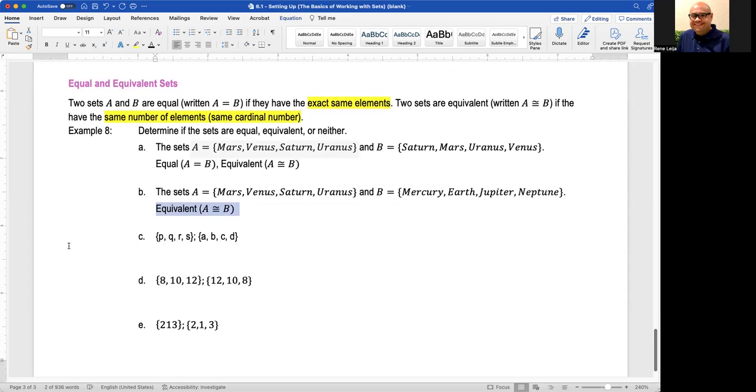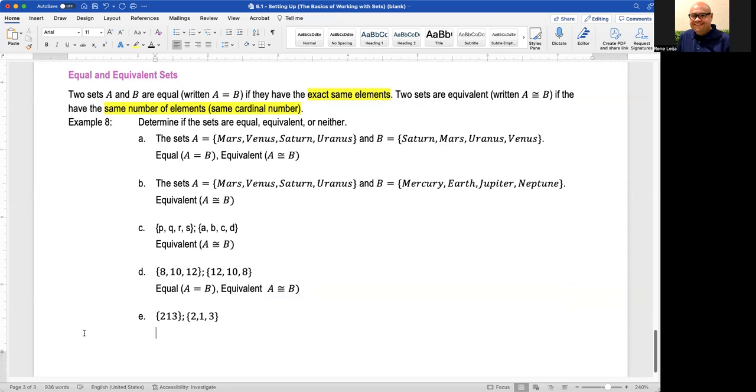Now the same thing for C. They do not have the same elements, but they do have 4 elements in each set, so they are equivalent only. And then D. They are equal and equivalent. Somehow this accidentally got left off. Oh, there it is. I'm just kidding. Okay. So they are equal and equivalent.